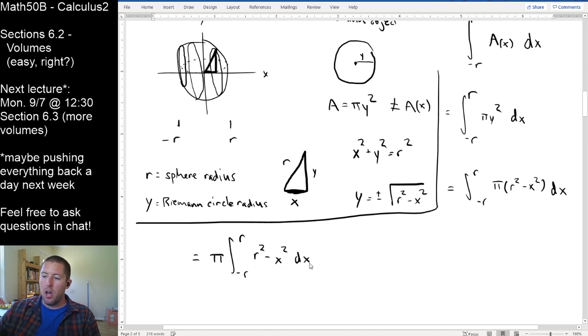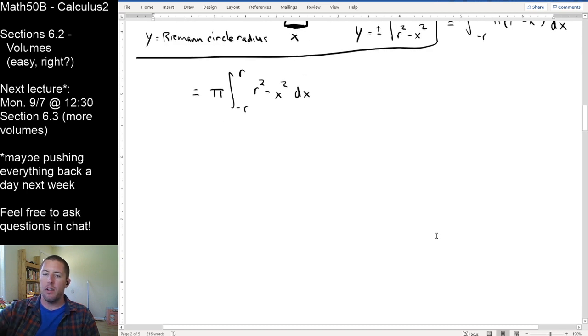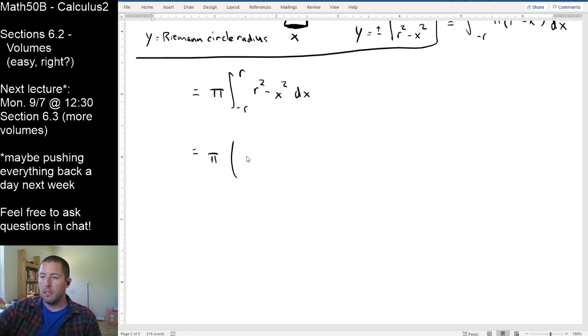Two, I know that x is my true variable of integration. R is just a constant in this problem here. And so as I do my integration here, r squared is just a constant. And so I'm going to get r squared x minus 1/3 x cubed. And we were evaluating this whole thing from x equals negative r to x equals r.